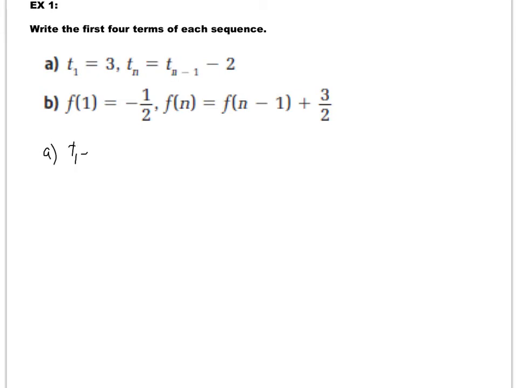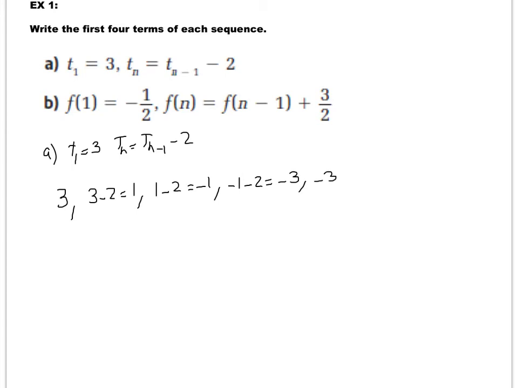We know that T1 is 3 and Tn is Tn minus 1 minus 2. This means that every term is the previous term minus 2. So the first term is 3, the second term is 3 minus 2, which is going to be 1. The next term is going to be 1 minus 2, which is negative 1. The next term is negative 1 minus 2, which is negative 3. And the last term is negative 3 minus 2, which is negative 5.